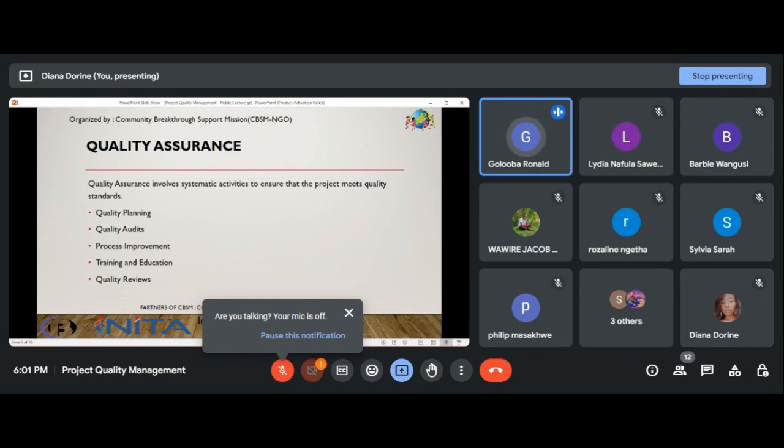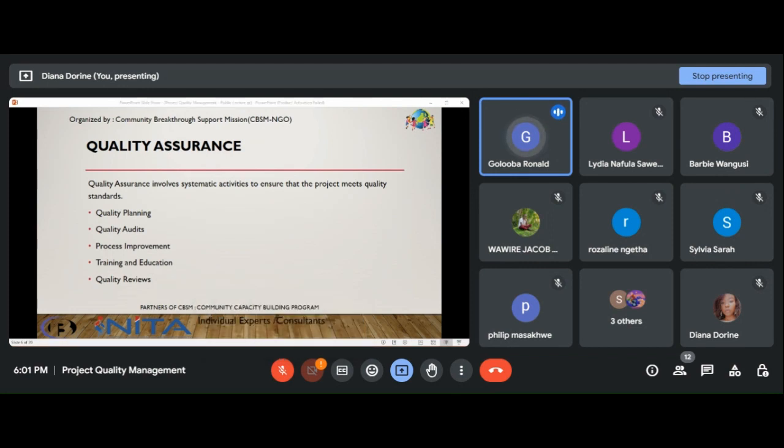So what we have next is the quality assurance, and this involves systematic activities to ensure that the project meets quality standards. So we have to take note of quality assurance and quality control. Quality assurance is basically the preventive side or the maintenance side, and then control is really more about auditing and testing to see that products meet the set quality standards.